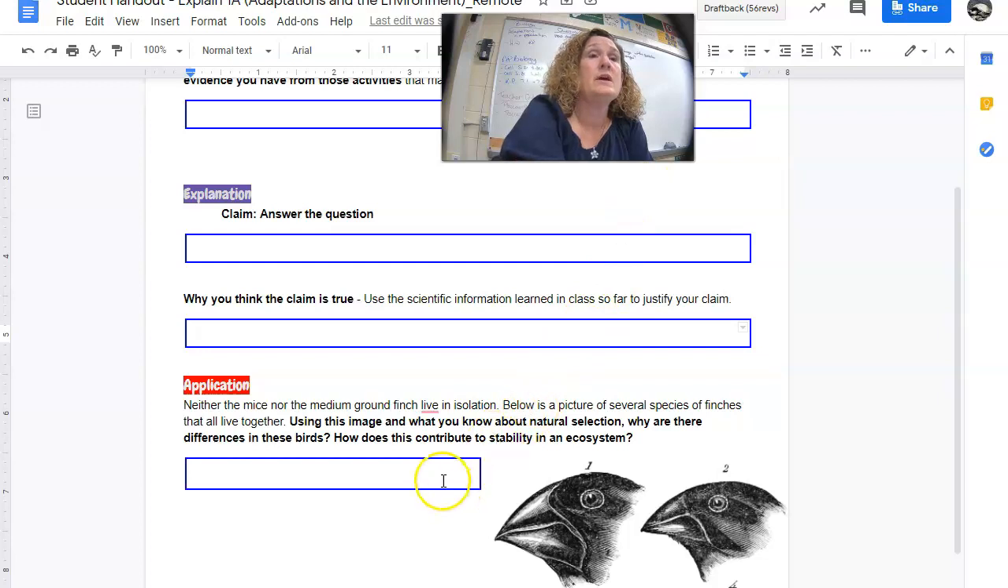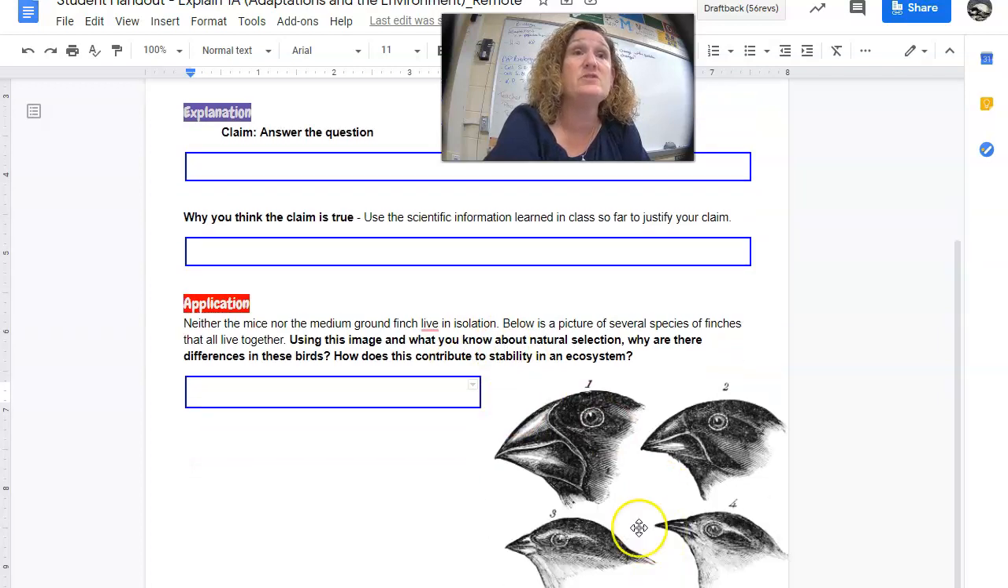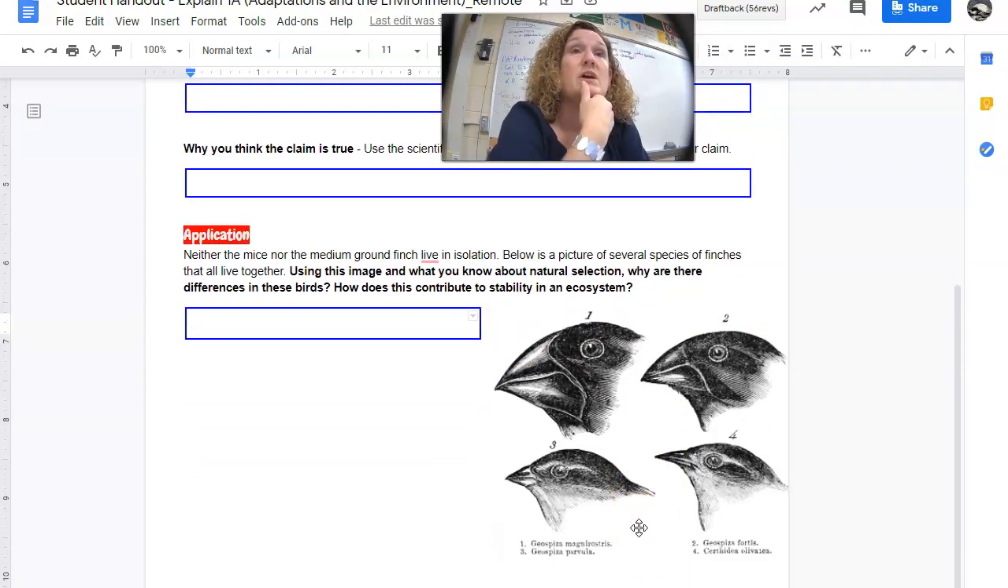Finally, then, what you're going to do is do this application, okay, where neither of these live in isolation. The animals all live with other animals around them. They live in ecosystems that have other biological things and non-biological things, so biotic and abiotic factors. So here's an example of 4 different species of finch that live with the medium ground finch. And so what I want you to think about is what are some of the differences, and then how can having these different types of finch contribute to stability in the whole ecosystem. So the ecosystem is all the living and the non-living things. Okay? So that's the assignment for today, is thinking about those, watching the video, and looking at that.